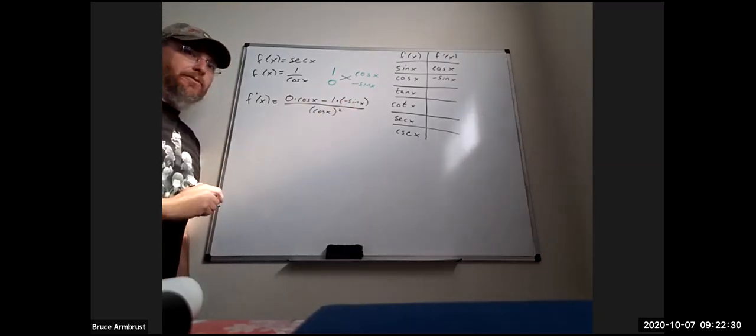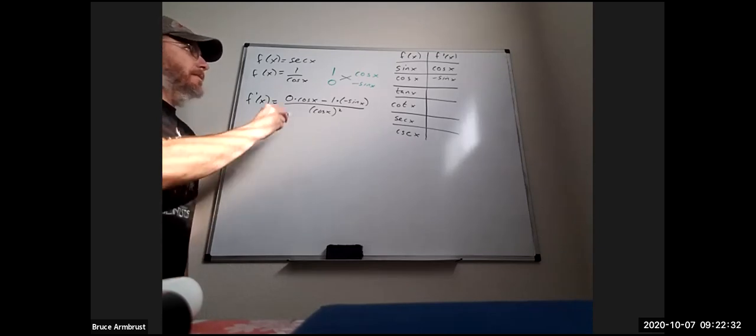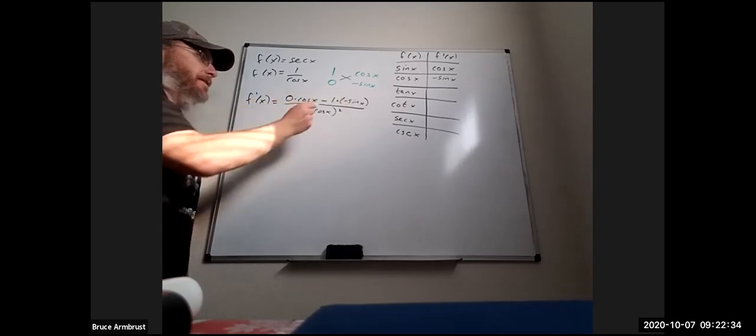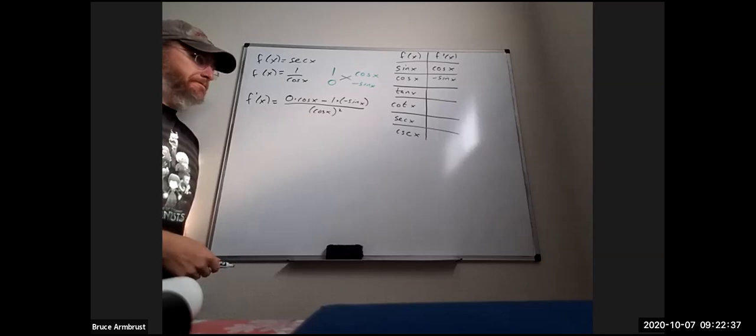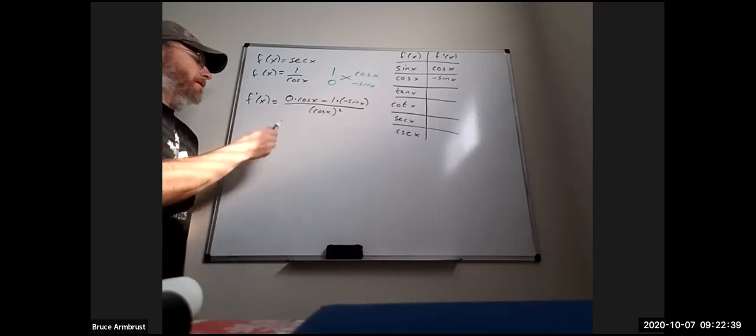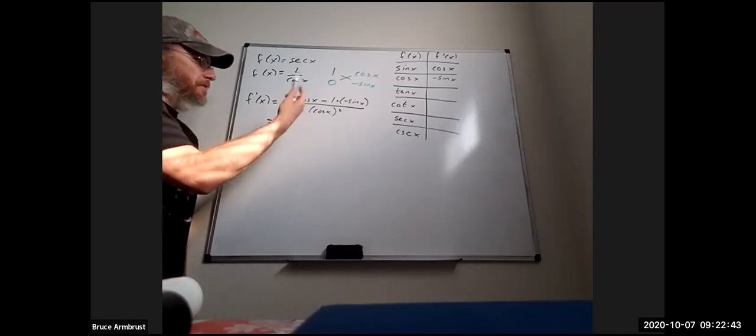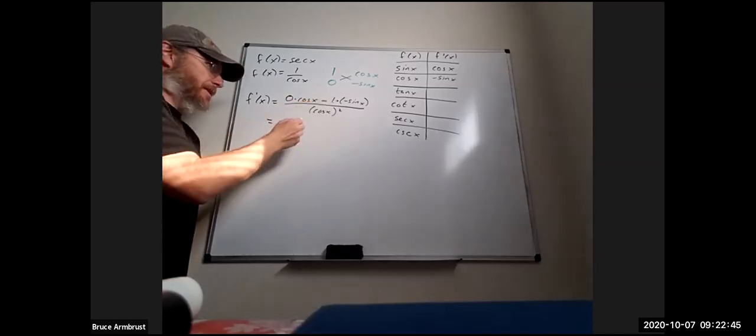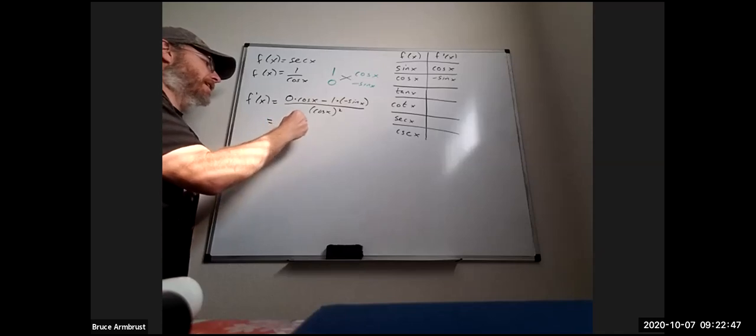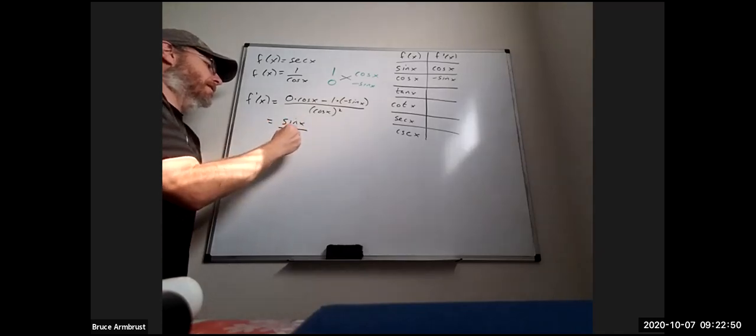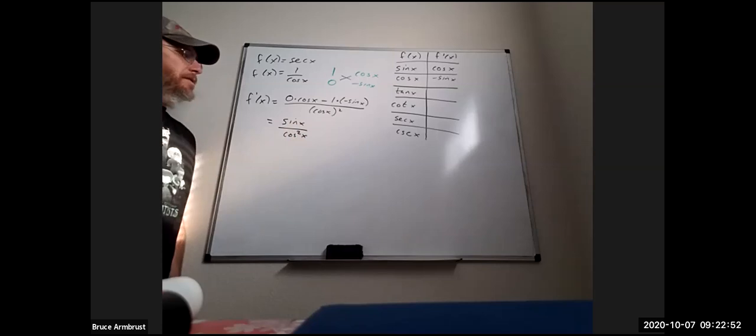So good old quotient rule. Low d high minus high d low, square the bottom, away you go. All right, so let's simplify this a little bit. So 0 times cosine, of course, is 0. Negative 1 times negative sine is a positive sine. So we get sine of x over cosine squared.